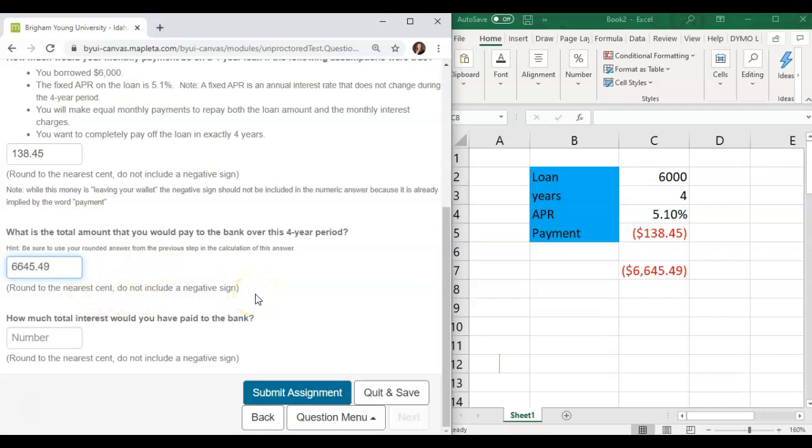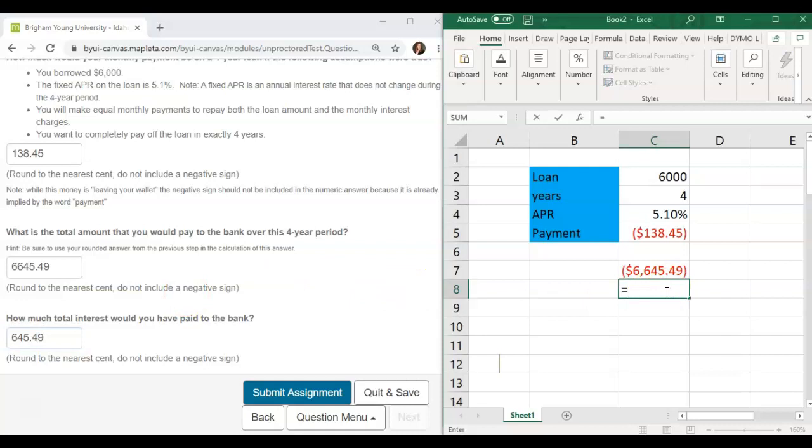The last one is, how much interest would you have paid to the bank? Since $6,000 was the loan, and $6,645.49 is how much I paid, I can subtract those, and it gives me $645.49 that I pay back to the bank in interest. So $645.49. I could also calculate that over here by subtracting the 2.